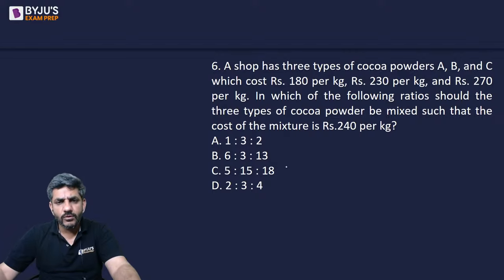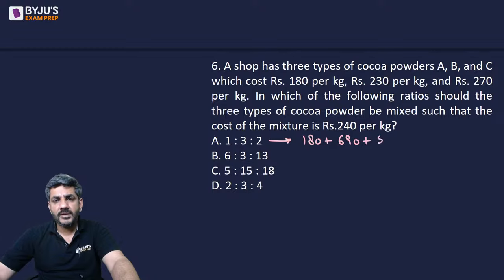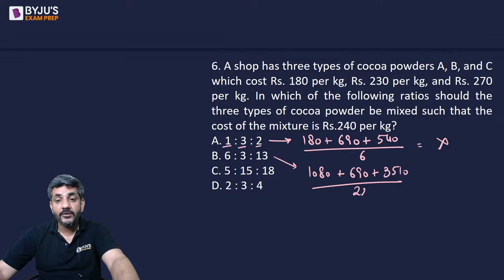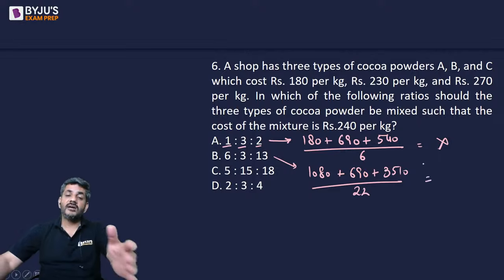So one way is I straight away use the options one by one. Let us say I take the first: 1 kg of 180 per kg, 3 kg of 230 per kg which is 690, 2 kg of 270 per kg which is 540, divided by total kg, 1 plus 3 plus 2, that is 6. See whether this gives 240. If it doesn't, it is out. Look at the second then. 6 kg of 180 per kg which is 1080, 3 kg of 230 per kg which is 690, 13 kg of 270 which is I think 3510, divided by 6 plus 3 plus 13 which is 22. Does this give 240? We have to check like this.